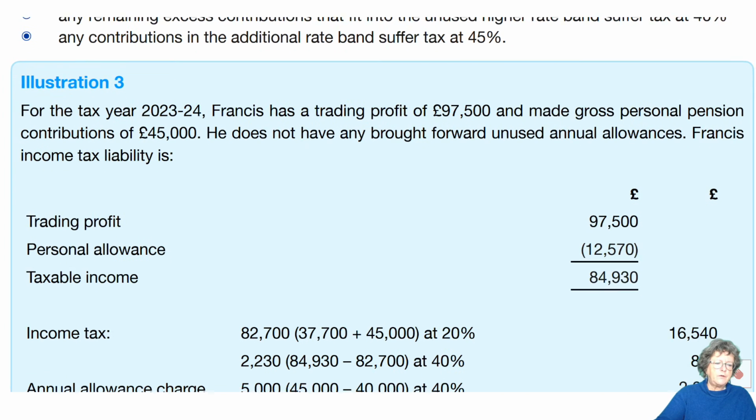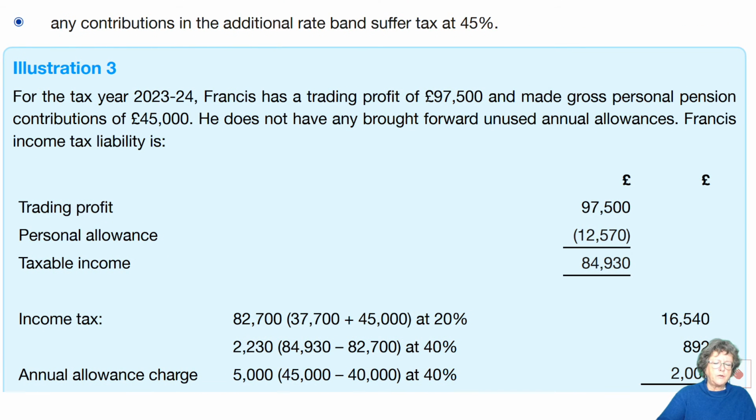So let's have a look at illustration number 3. For 23-24, Francis had trading profits of 97,500 and made gross pension contributions of 45,000. He doesn't have any brought forward, and no brought forwards. Okay, so we're just looking at this 1 year. So we have trade profits less the personal allowance, which is 84,930.